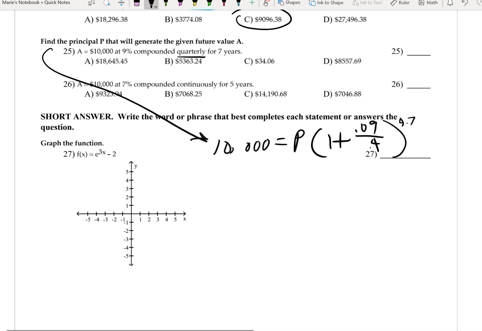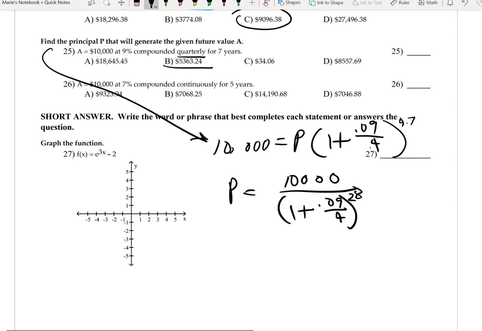So in essence, you're going to end up with the formula that looks like this, where P equals 10,000 divided by parentheses 1 plus 0.09 over 4 raised to the 28th power. If you follow the order of operations, you should end up with the correct answer, which in this case for 25 should be B.